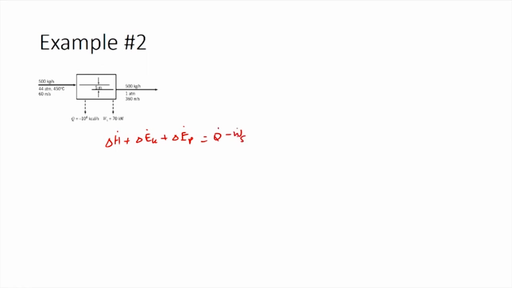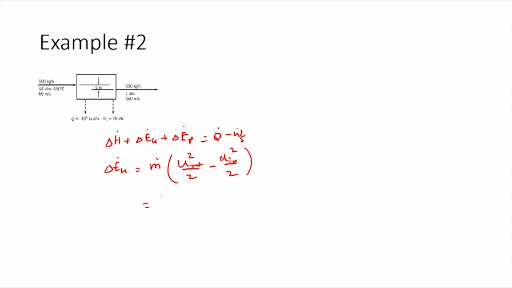So, we already know the values for Q dot and Ws dot which have been given in the problem. So, we need to calculate ΔH dot, ΔEk dot and ΔEp dot. From the parameters which have been given, we can calculate ΔEk dot, which is the change in kinetic energy, as m dot times (u out squared divided by 2 minus u in squared divided by 2). We know the velocities for the inlet and the outlet streams. The outlet stream travels at 360 meters per second and the inlet stream travels at 60 meters per second.